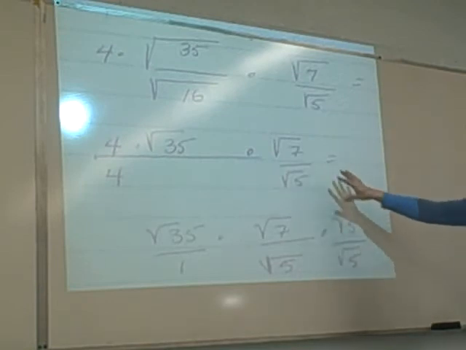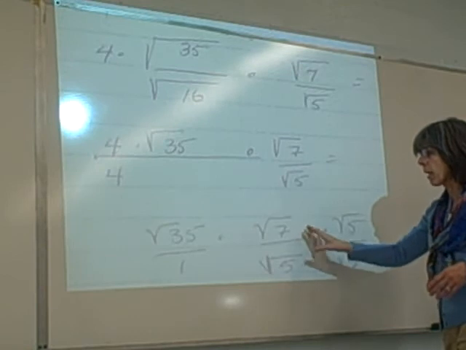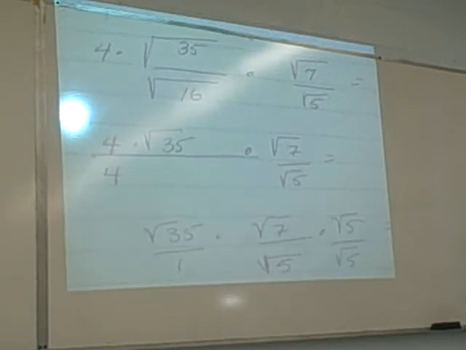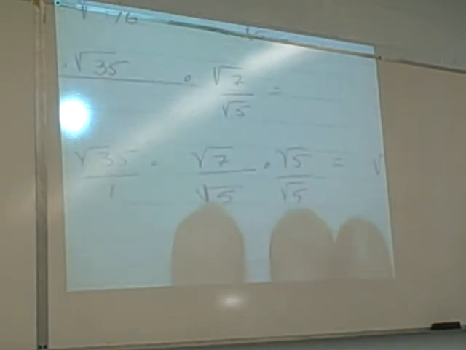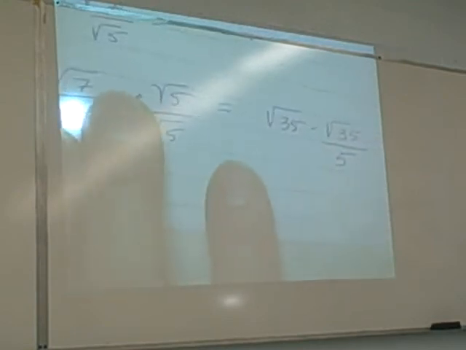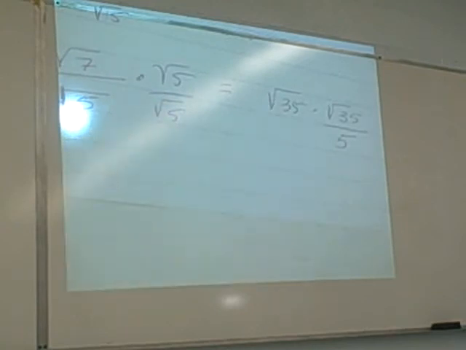I put it over 1 just to make myself happy. I have a fraction here, I know I'm going to be multiplying, and so I multiplied only this side by rad 5 over rad 5. Why? Just to get rid of the radical in the denominator. So I get rid of the radical in the denominator, and what am I going to have? Rad 35 over 5. Rad 35 times rad 35 is 35 over 5, which is equal to 7.